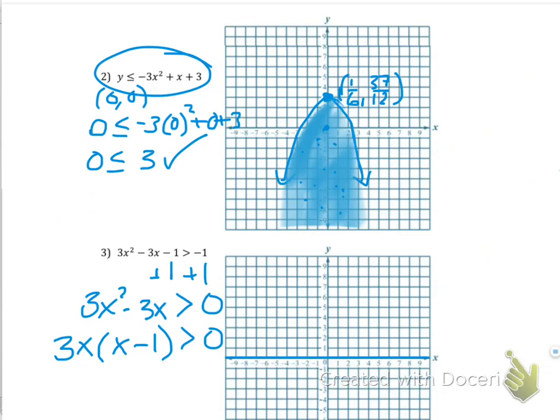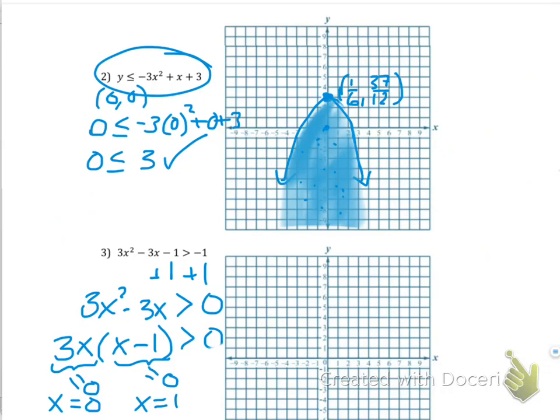Okay. And so then, just like I always do, I can figure out when do these equal 0. When does 3x equal 0? Oh, right, when x equals 0. And when does x minus 1 equal 0? Oh, yeah, when x equals 1. Okay, so those are my zeros, and those are my points that are important on my number line. Those are kind of like my turning points.